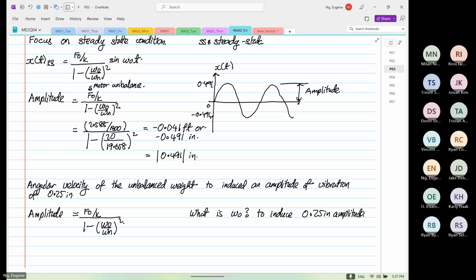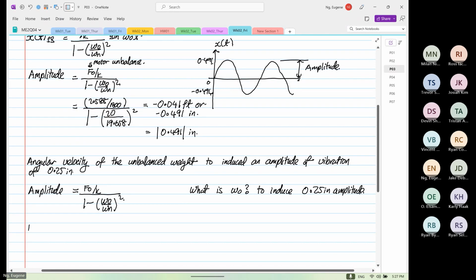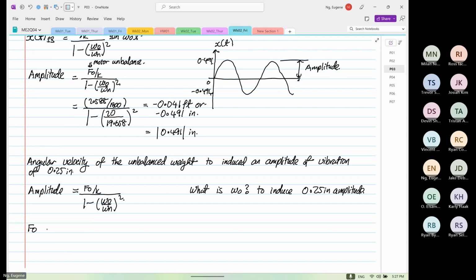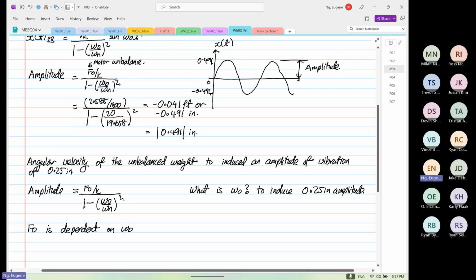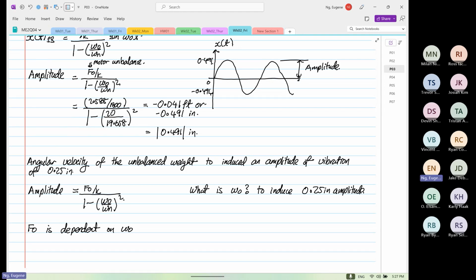Because F naught, or the amplitude of F naught, is dependent on omega naught. So you have to remember that F naught has omega naught embedded in it, and we know that F naught is equal to m r omega naught squared. And we know that. So we just calculate what it is.